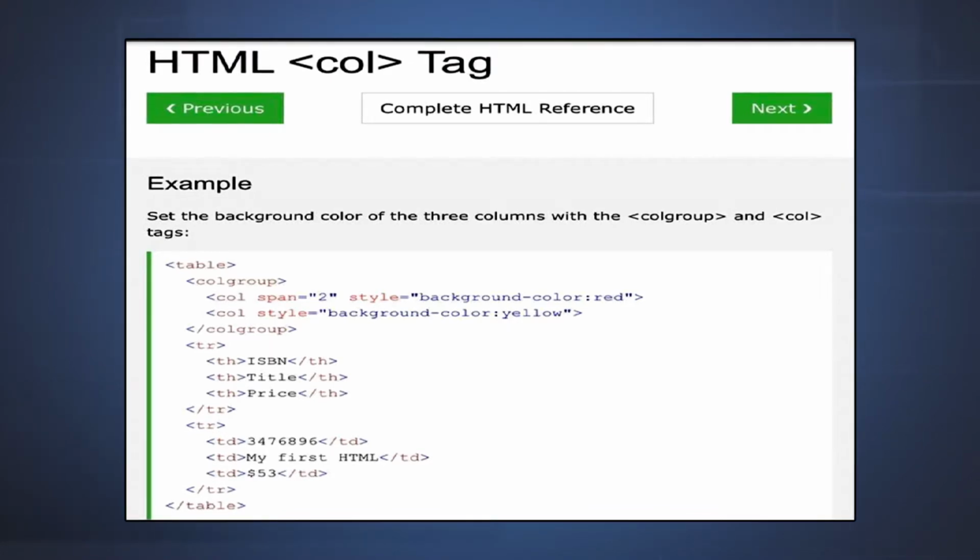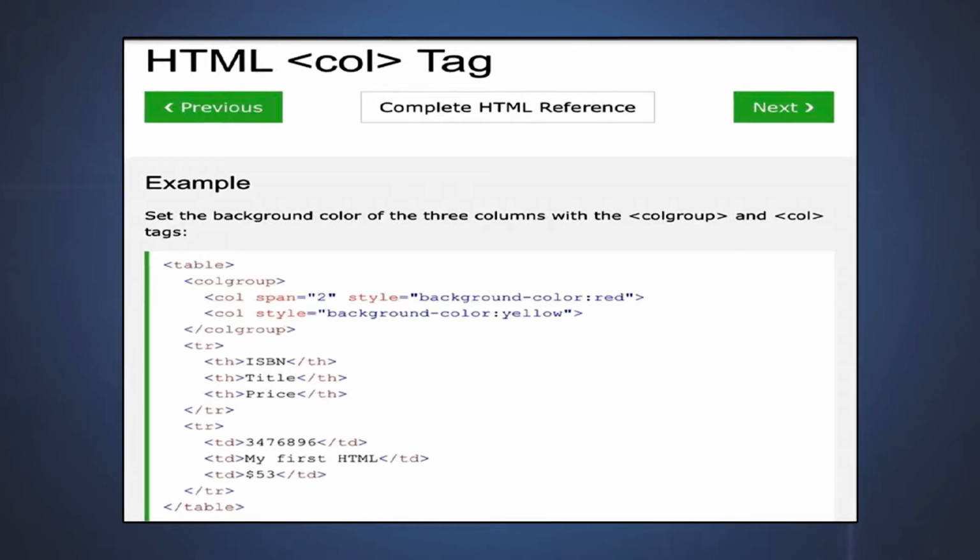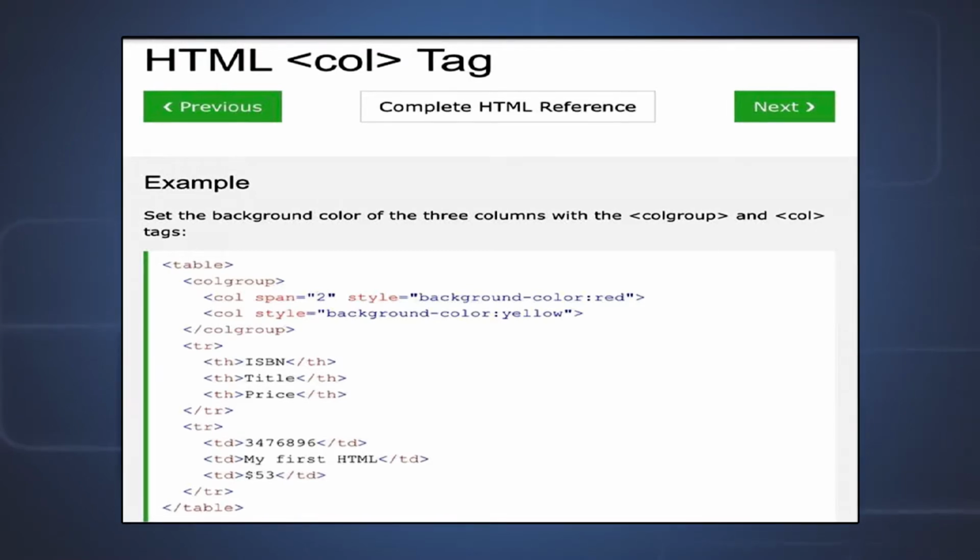So here what we do is TH ISBN, close the header tag, again TH title, close the header tag, TH price, close the header tag, and put them in the TR tag. So basically these are nested tags. We have the TH tag inside the TR tag. So there are 3 TH tags inside the TR tag.